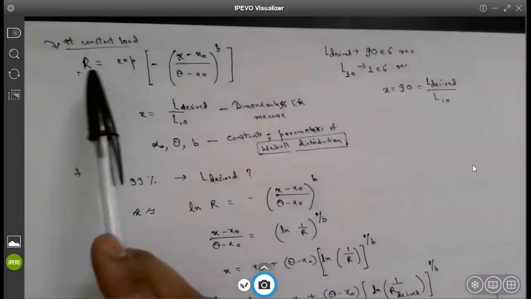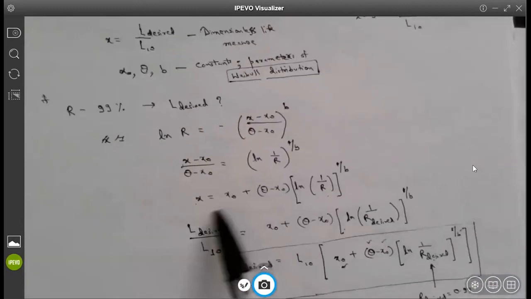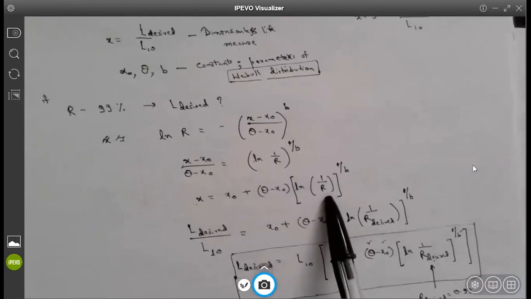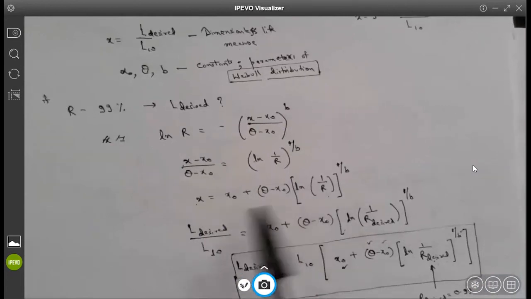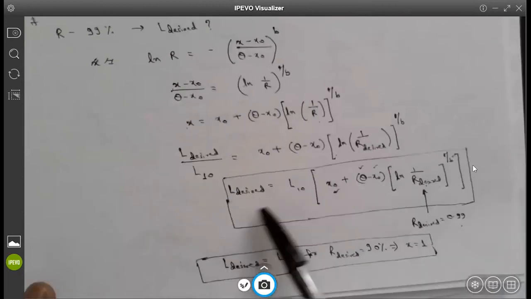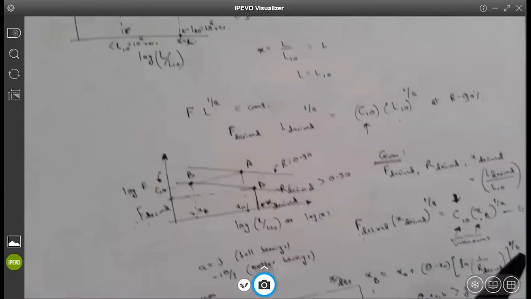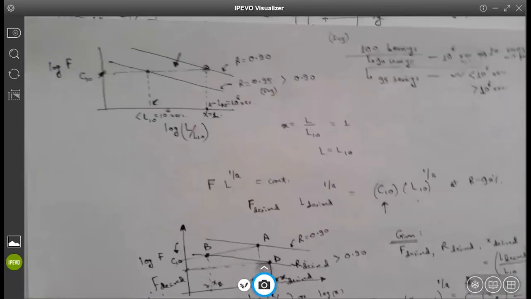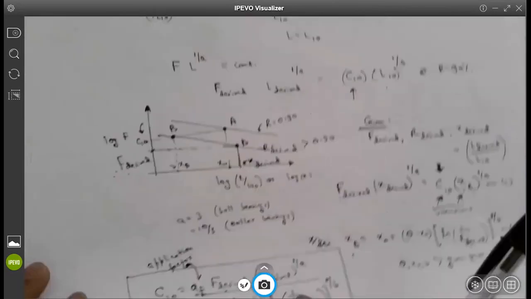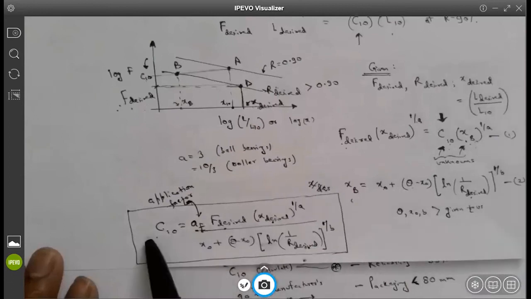Next, we saw that if we need a relationship between reliability and life, we solve that expression and get an expression which tells us that if a desired reliability is given, not 90% but more than that, what should be my x, the dimensionless life. Solving that, we can get L desired. With this expression, we then combined the reliability, load, and life relationships, and we saw that if we combine the desired load, desired life, and desired reliability, we can calculate theta.